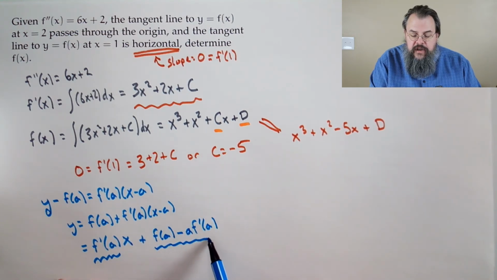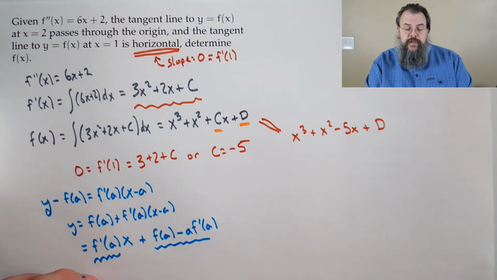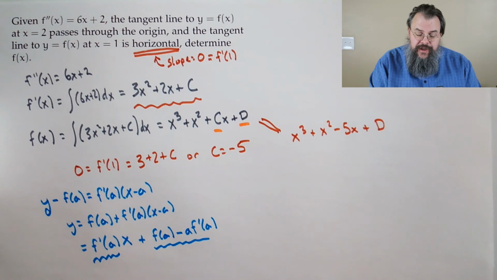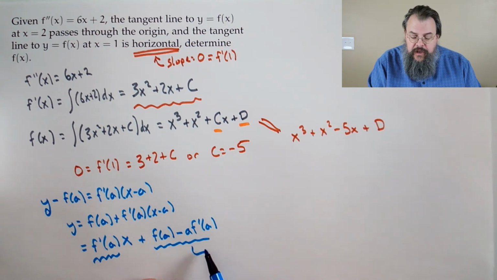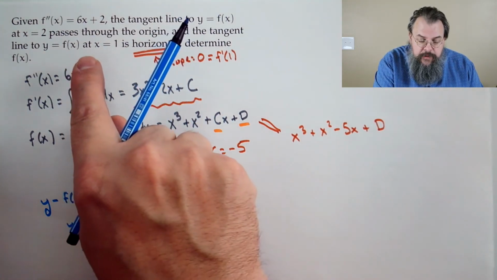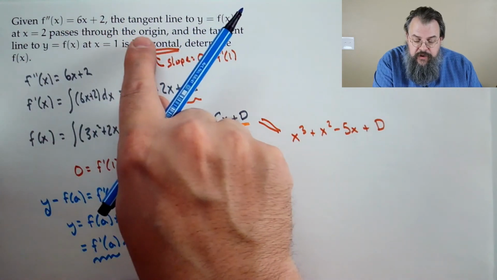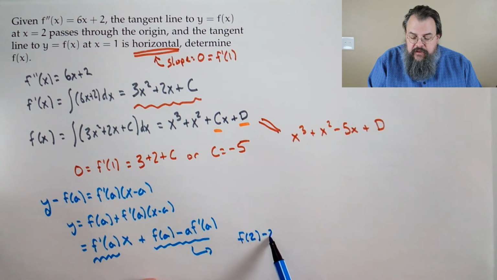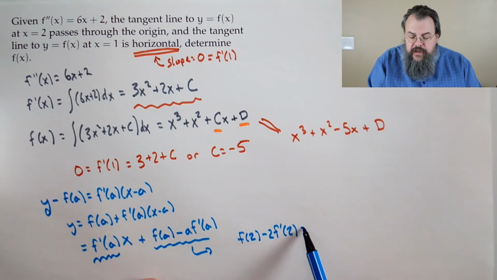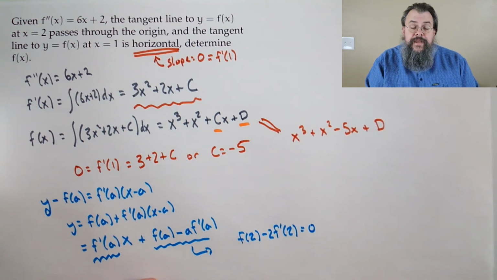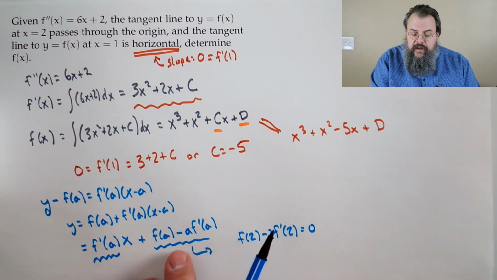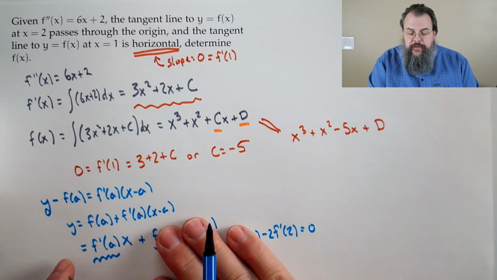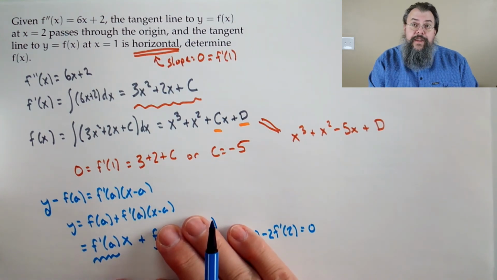And there's your intercept. Now, we know we passed through the origin. So what we want is at x equals 2, we go through the origin. That means we need f of 2 minus 2 f prime of 2 to equal 0. Because if that part equals 0, then that part goes away, and then you're of the form y equals constant times x. So that goes through the origin.